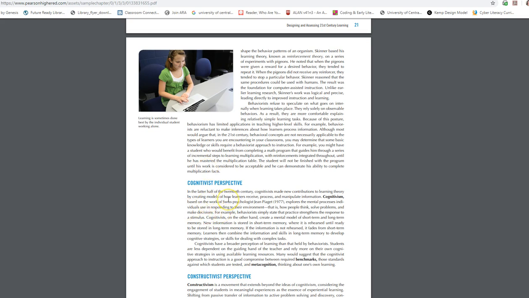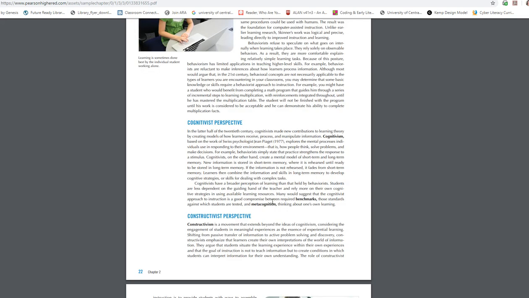So then when you look at the cognitivist perspective, I can't say that one very well. Cognitivism was based on the work of Piaget from the 1970s, where he explored the mental processes of individuals when they responded to their environment. So he's more looking at how people think, solve problems, and make decisions.